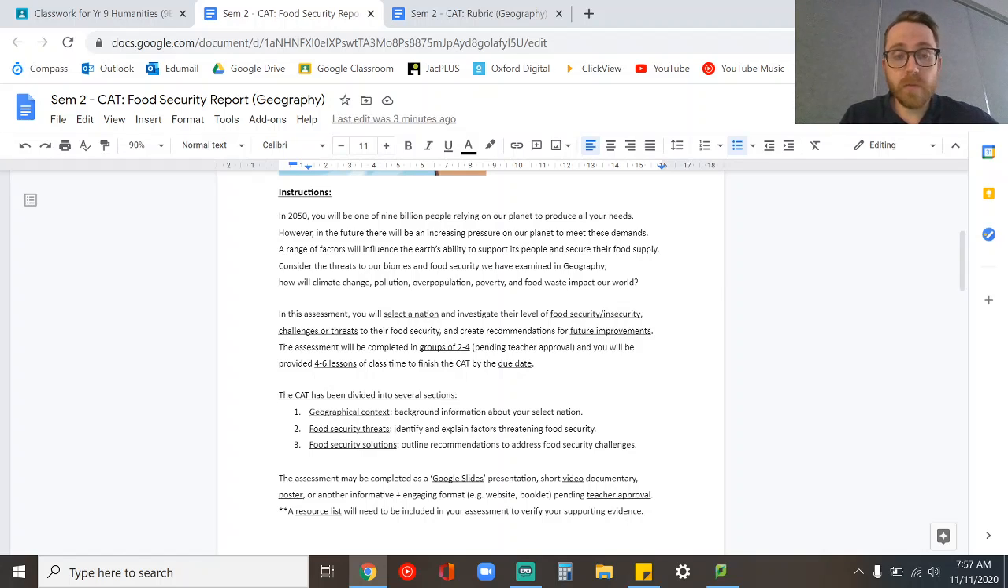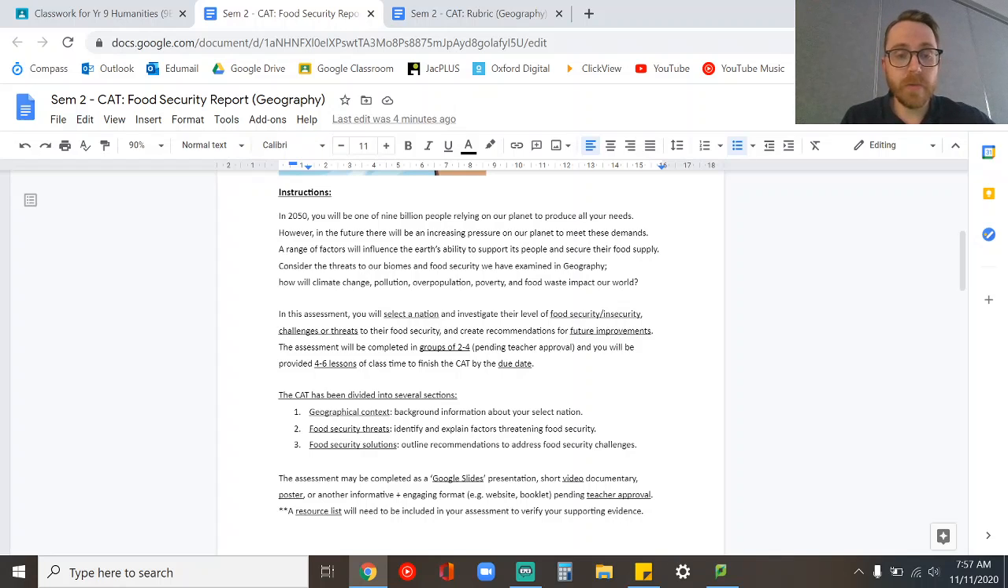A range of factors will influence the Earth's ability to support its people and secure their food supply. Consider the threats to our biomes and food security we have examined in geography. So how will climate change, population, overpopulation, poverty, and food waste impact our world?